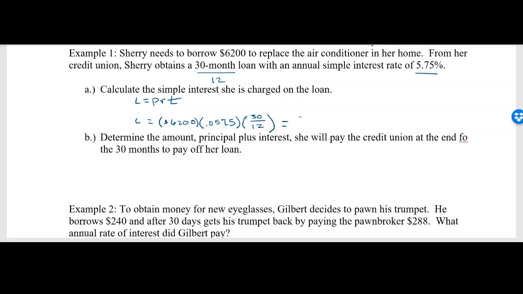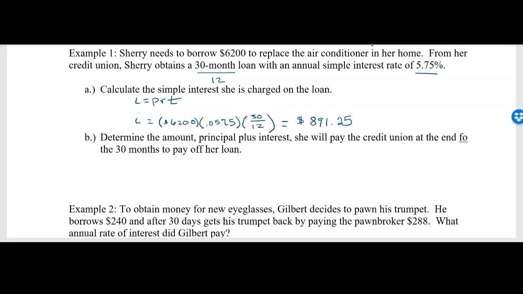Now we do the calculations. This is where sometimes the errors happen. If you're using a basic calculator, I would recommend working your way backwards. Take 30 divided by 12 first, then hit enter. Then take that answer times 0.0575 times 6,200. So go ahead and try that on your calculator to make sure we're all matching up. And you can always pause if you need to. But we should get $891. And we always round to the nearest cent, so that would be 25 cents.